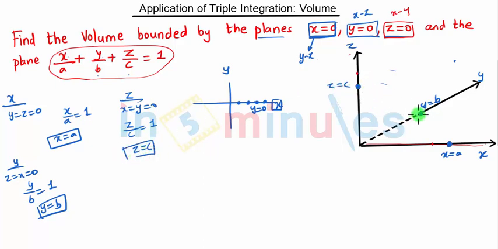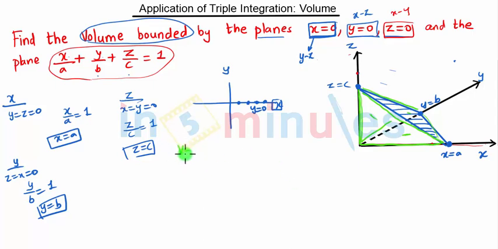If we join all these three points, we will get the plane x by a plus y by b plus z by c equal to 1. So this is our plane. Now we have to find the volume bounded by this plane. That means we have to cover this region and the backside also. So this is the volume enclosed between this plane and the coordinate planes. So we have to find the volume of this part.